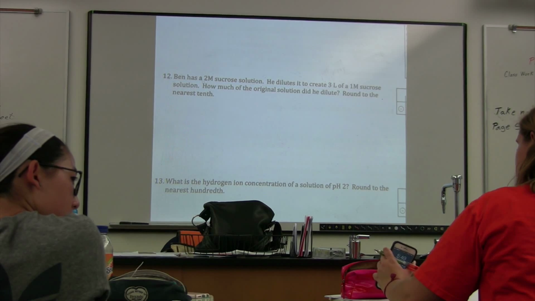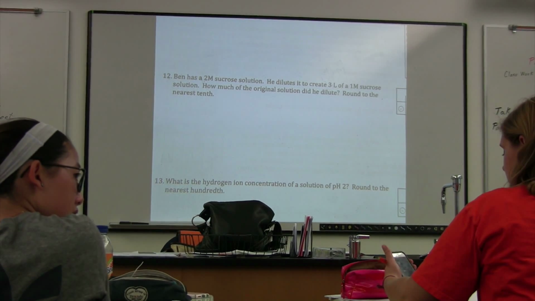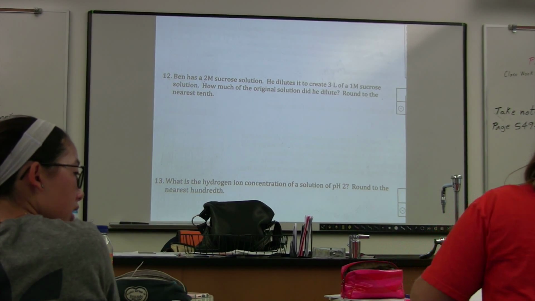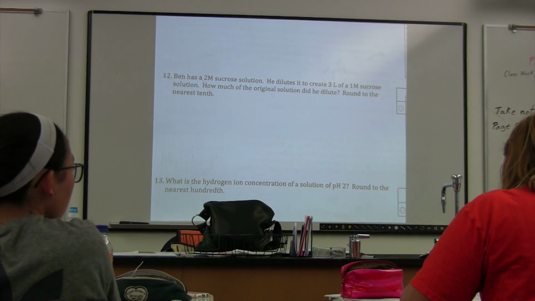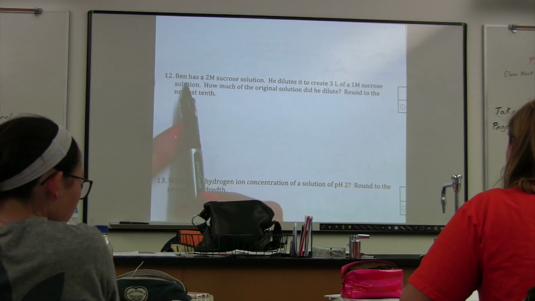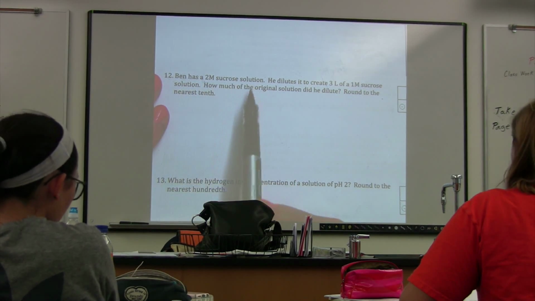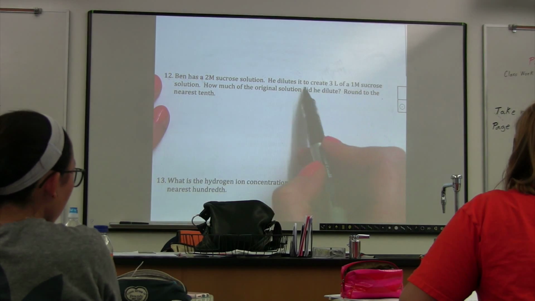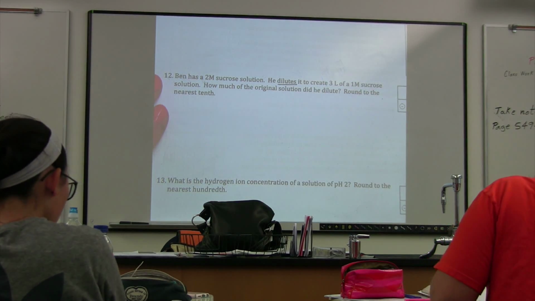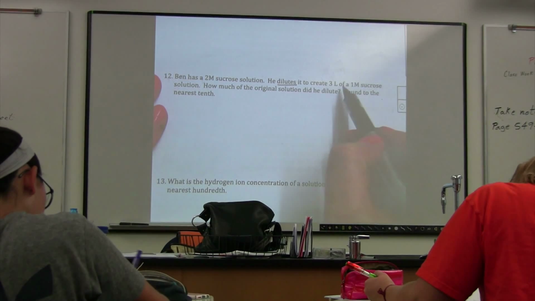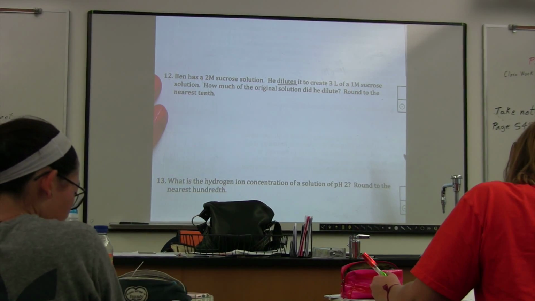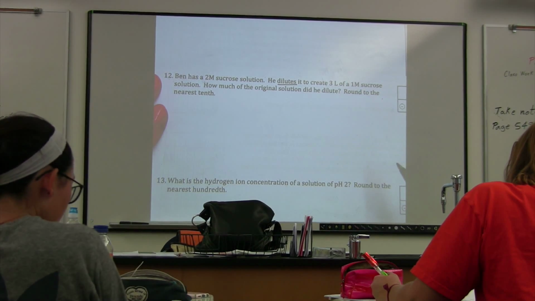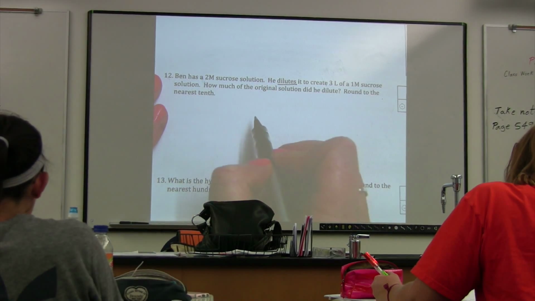Let's look at number 12. I'm using a variety of different equations so that you can navigate through this, just so you know. That's why I'm jumping around a little bit. Ben has a 2 molar sucrose solution. He dilutes it. Dilutes is probably going to be an important word. To create 3 liters of a 1 molar sucrose solution. He's diluting into 3 liters, 1 molar. All these numbers are probably going to matter.